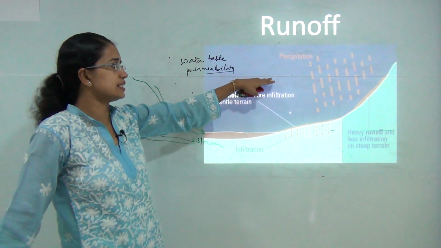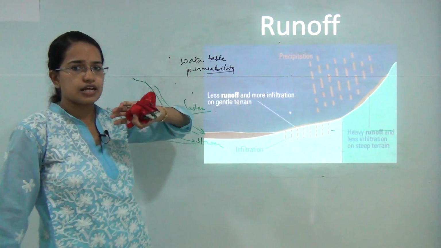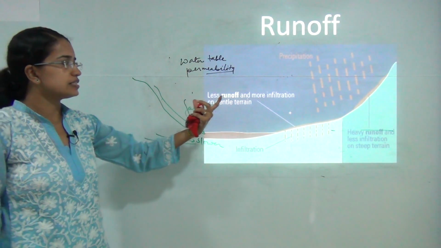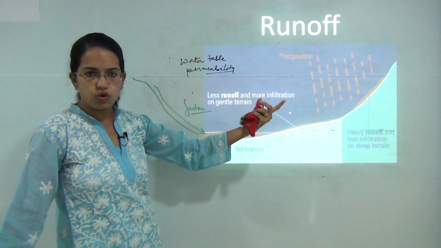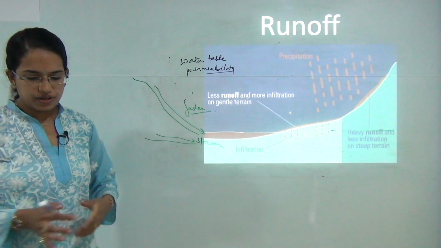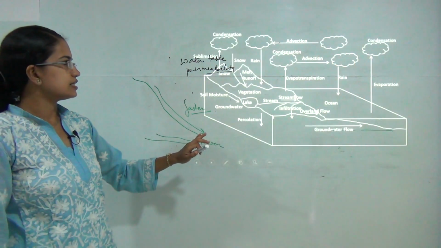Next is vegetation, that would again affect the runoff. So if there is a lot of vegetation, the runoff would be slower. And finally you have the slope that we have already discussed.